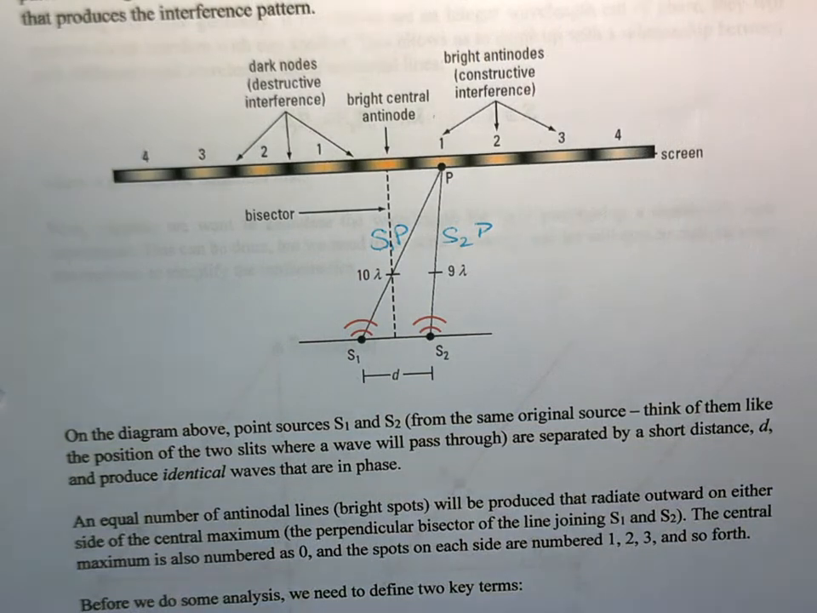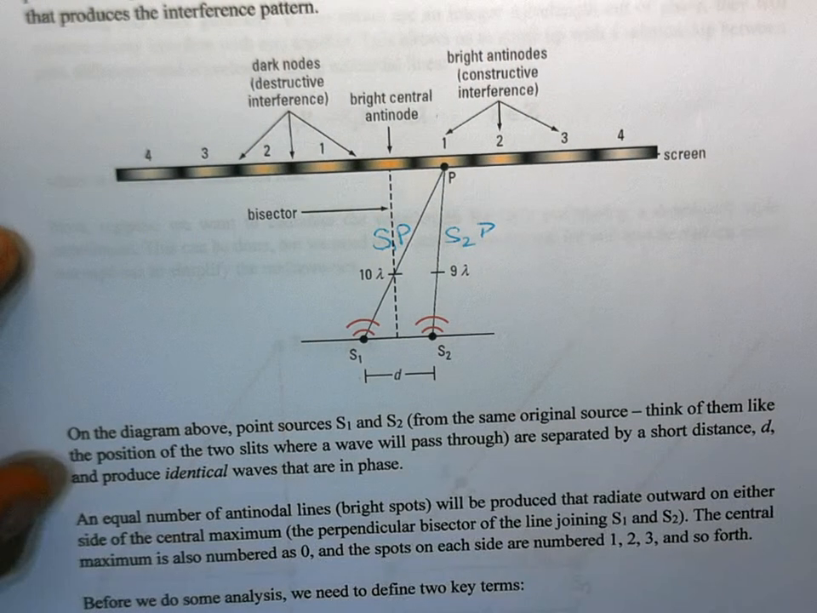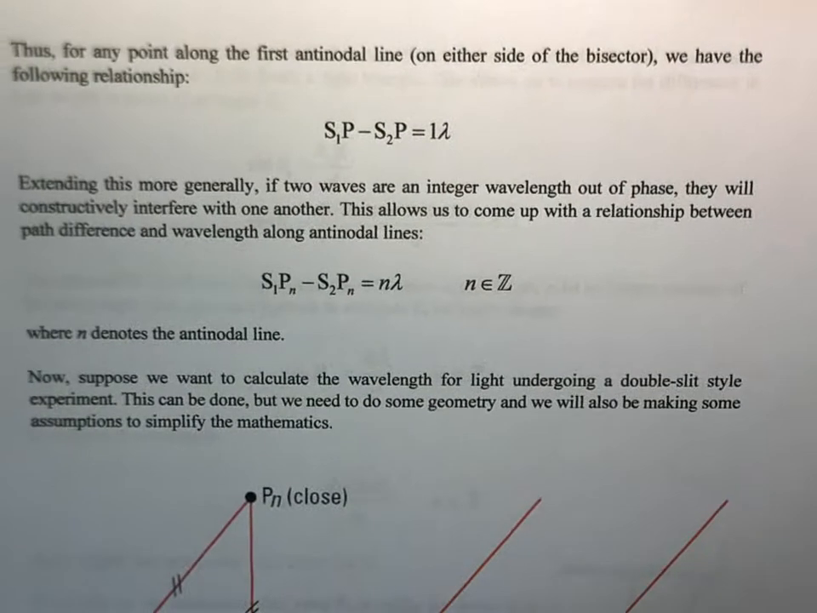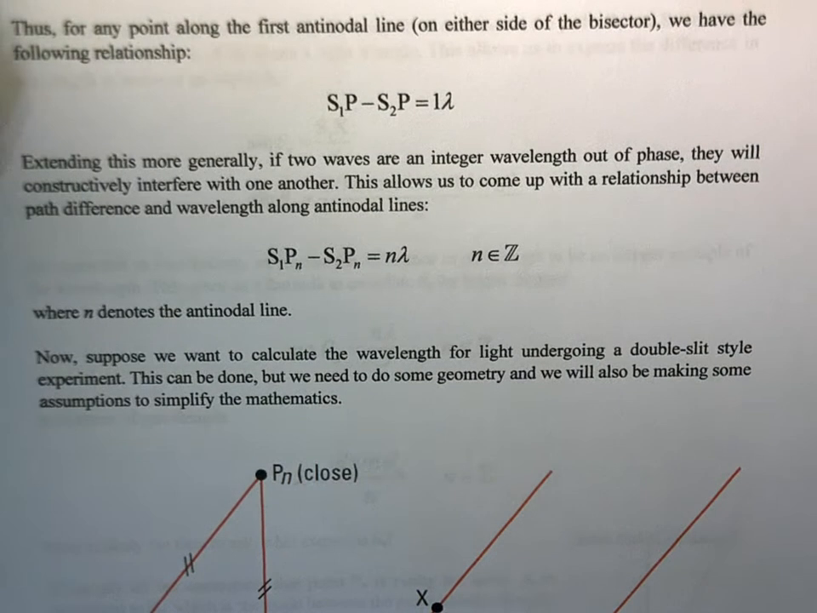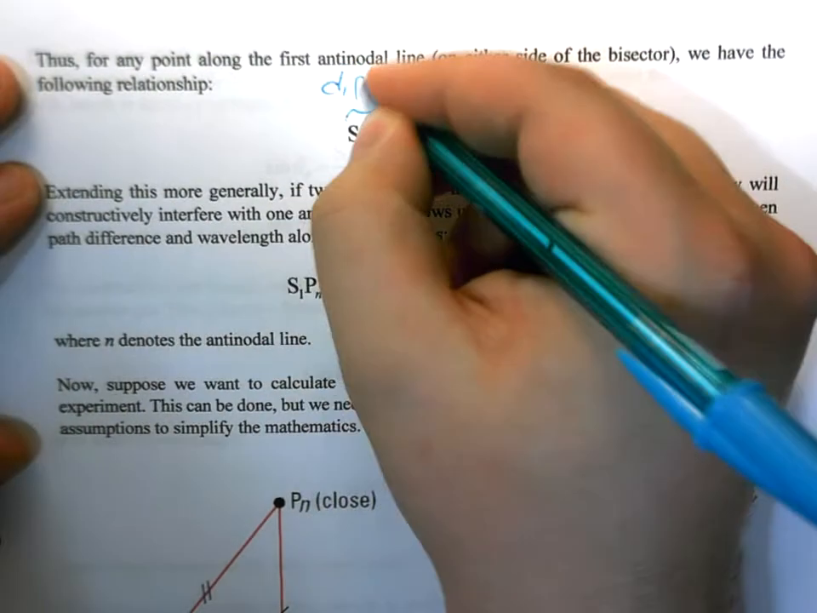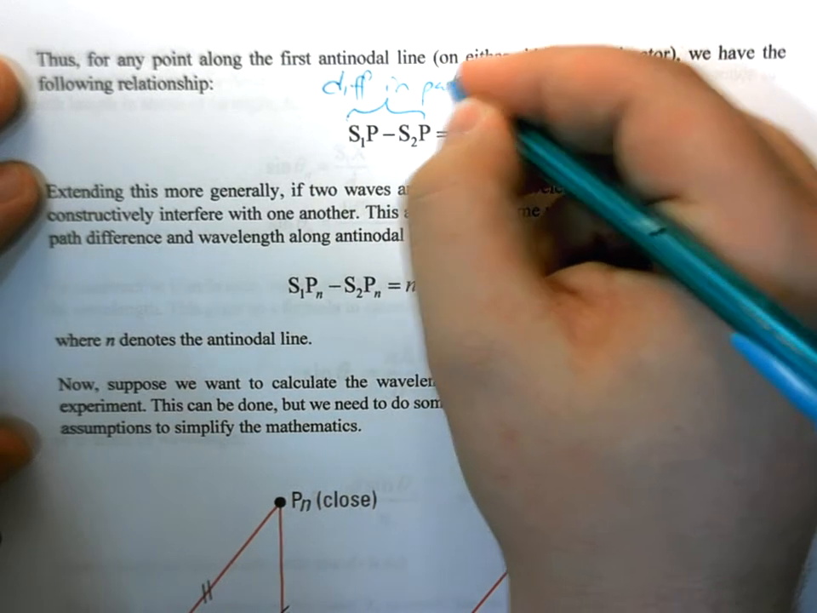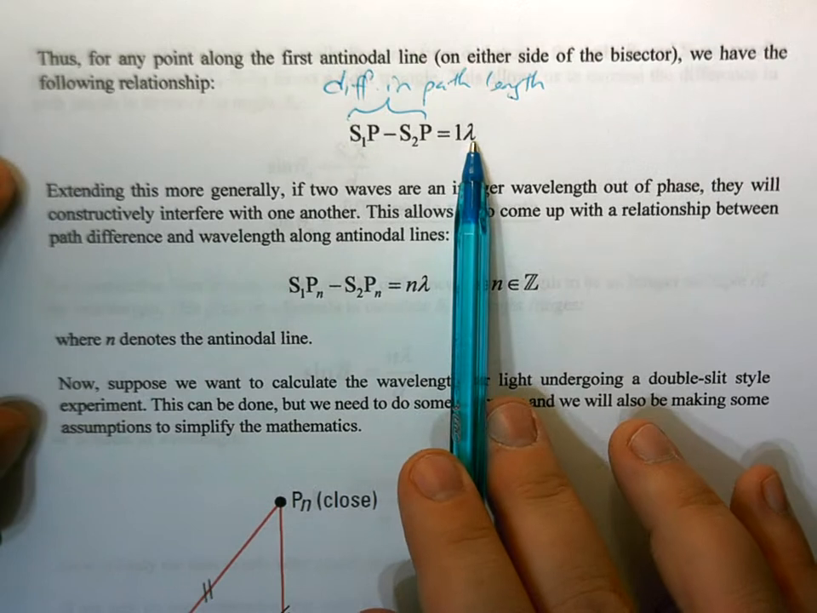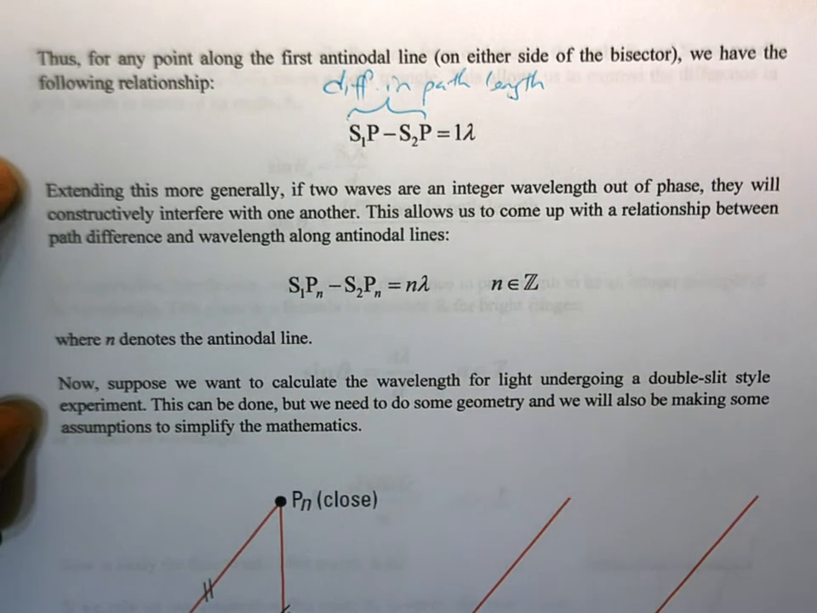So let's start to look at this in a little more detail, and we want to use that condition for constructive interference. I may flip back and forth between these two pages a little bit here. The first thing that we know is the difference in path length we have here. For the first bright fringe, that is just 1 wavelength.